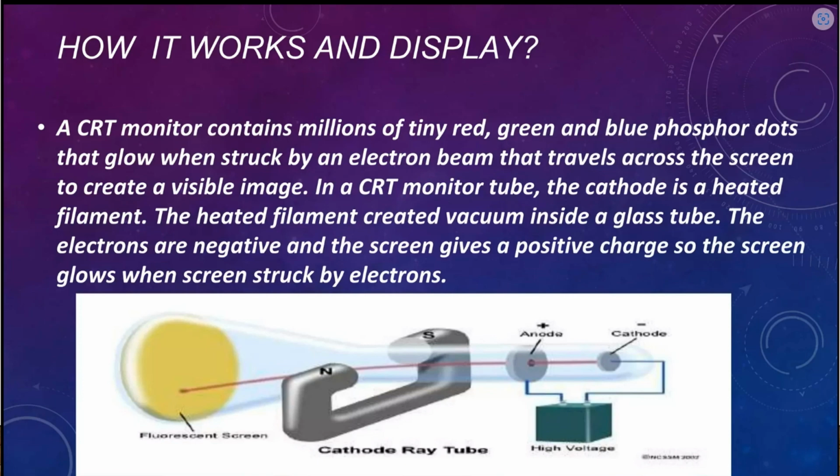In a CRT monitor tube, the cathode is a heated filament. The heated filament creates a vacuum inside a glass tube. The electrons are negative and the screen gives a positive charge, so the screen glows when struck by electrons. Now let us understand the working in detail.